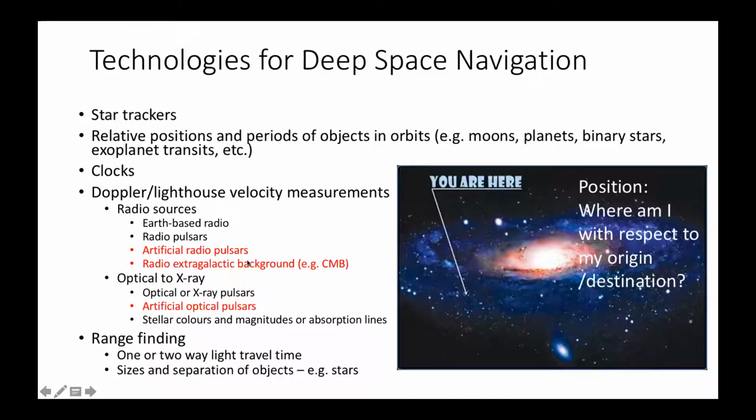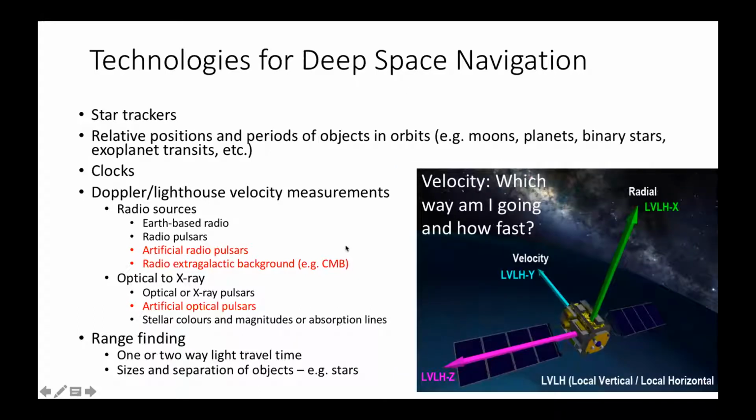So the real question for all of this is, what is your position? Where am I with respect to my origin, where you started? And you really want to know not only where you are, but which way am I going and how fast? So what is your velocity? You want to locate yourself in three-dimensional space and in three dimensions of velocity.